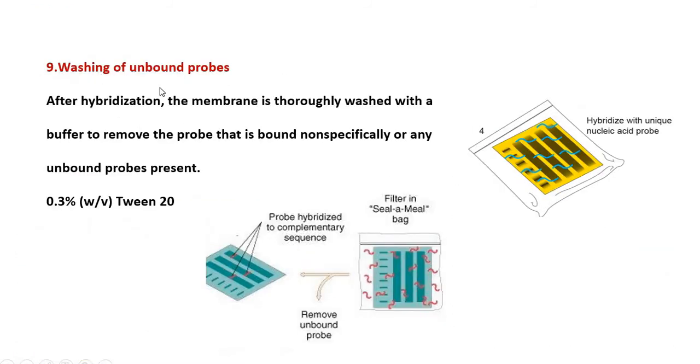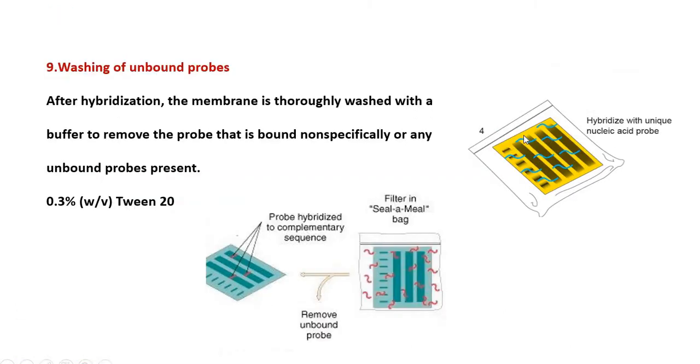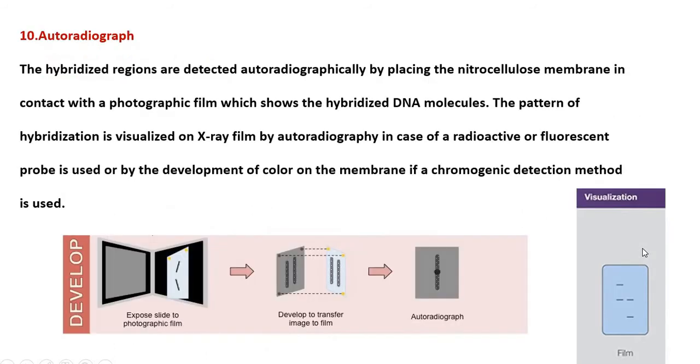So next is the washing step. You are adding the radio labeled probe over the nitrocellulose filter paper. Wherever it is bound, some unbound probe is also available. So the unbound probes are removed by the washing method. This washing buffer, 0.3% weight by volume Tween 20, is generally used to remove the unbound radio labeled probes from the nitrocellulose filter paper.